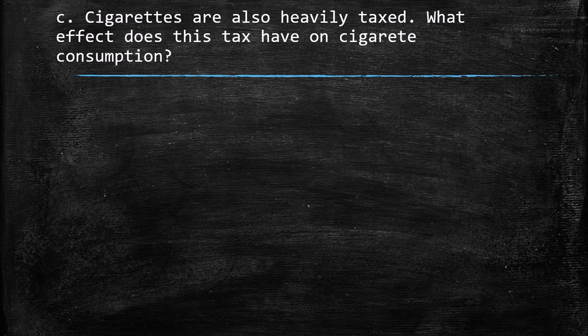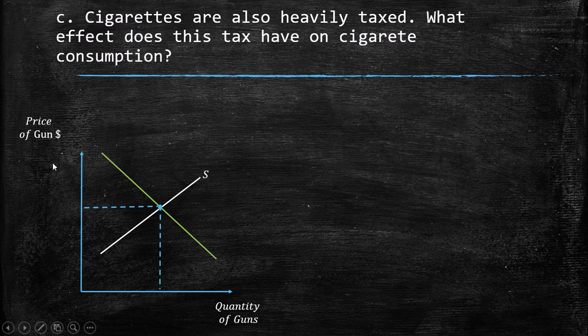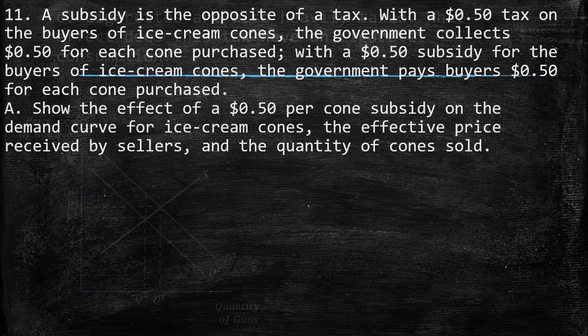Cigarettes are also heavily taxed. What effect does this tax have on cigarette consumption? So here, forget these guns, it's cigarettes. Here, remember, we have a decrease in demand. In this case buyers have to pay P3 instead of P1, and sellers are going to receive P2, and the difference P3 minus P2 is going to be the tax. So there's going to be a decrease in the consumption of cigarettes.